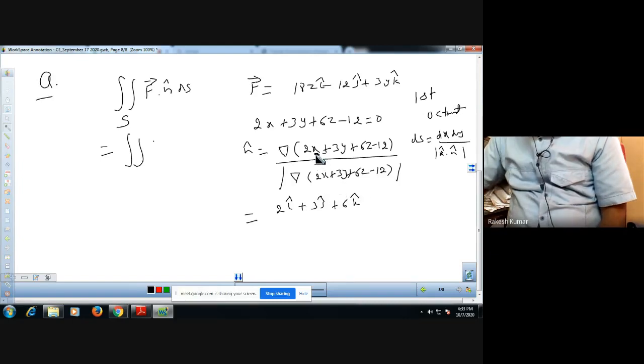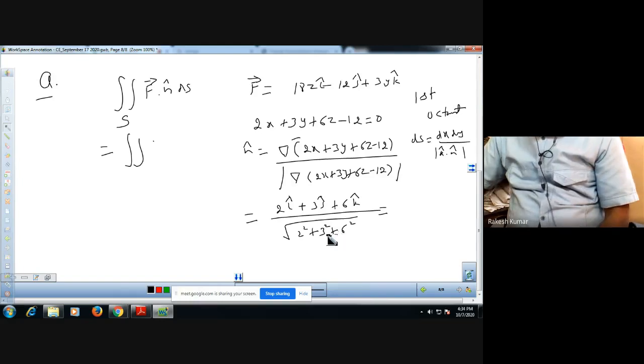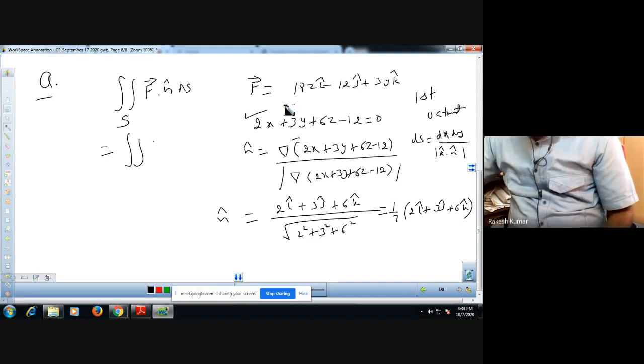Derivative with respect to x into i cap, derivative with respect to y into j cap, derivative with respect to z into k cap. This is the procedure to find the gradient. Divide by its magnitude: 2 square plus 3 square plus 6 square, that is 4 plus 9 plus 36, which is 49. So 1 by 7 times (2i plus 3j plus 6k). So this is your n cap, the unit vector normal to this surface.